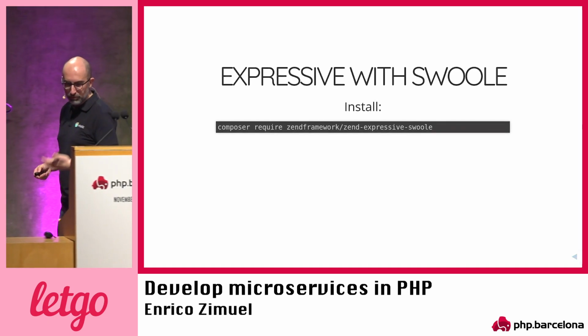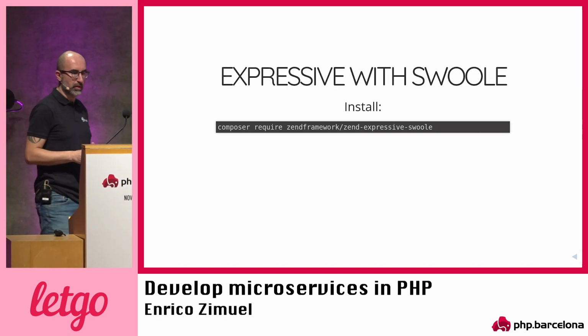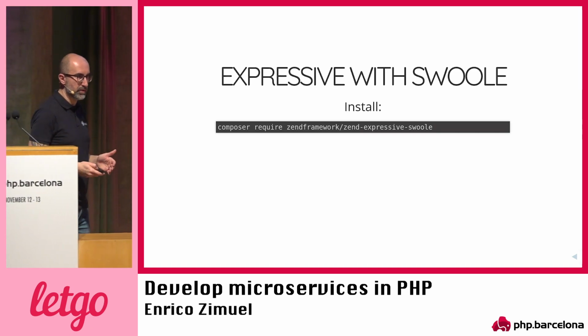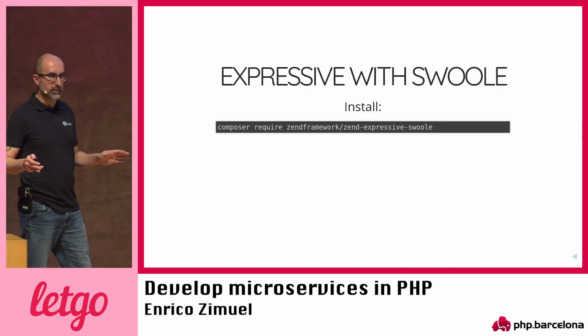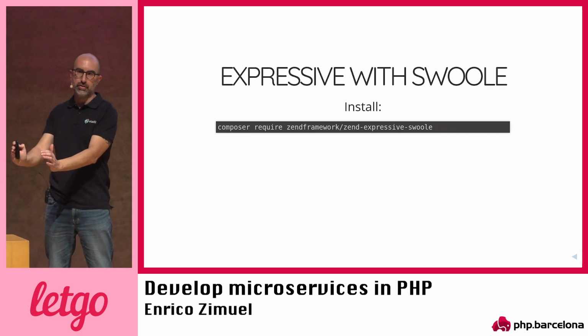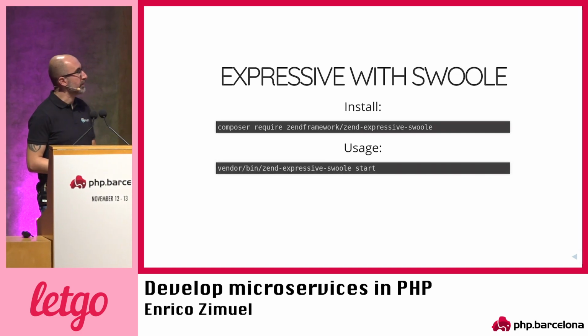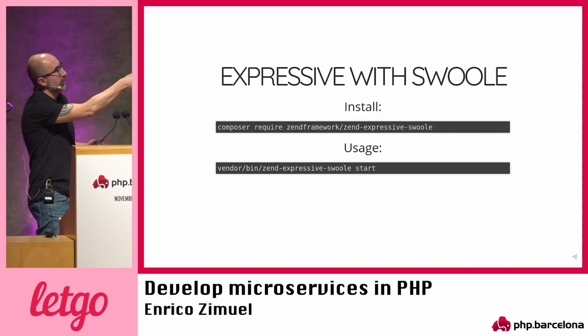It's very simple. We provide this Zend Expressive Swoole, so you just require it using Composer in your application, and you don't have to do anything. Your Expressive application will run automatically on Swoole. How can I do that? You have to start the application, of course.